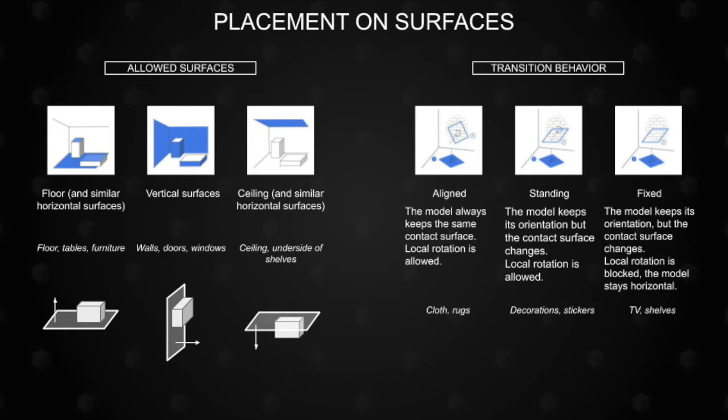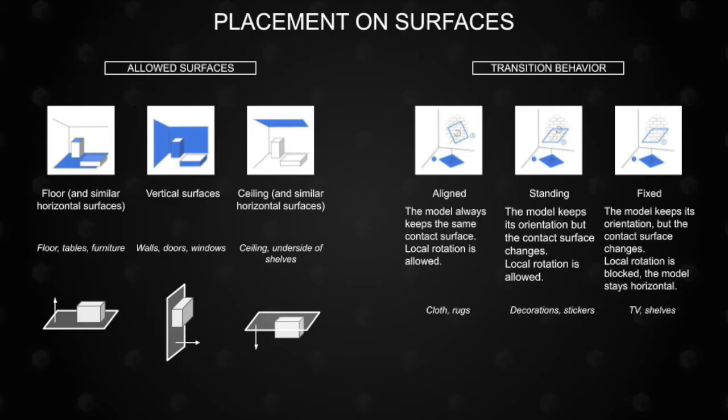The standing and fixed values relate to objects that must keep their global orientation regardless of the surface on which they are placed. This is often the case with models that can be used on both horizontal and vertical surfaces such as a flat screen TV or shelves. In this case the back face of the model is used as the contact surface.